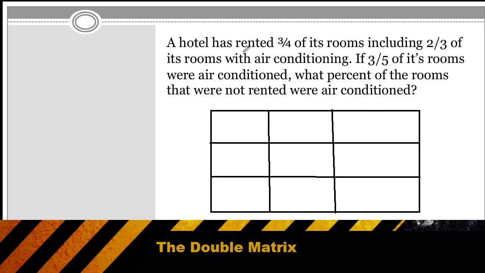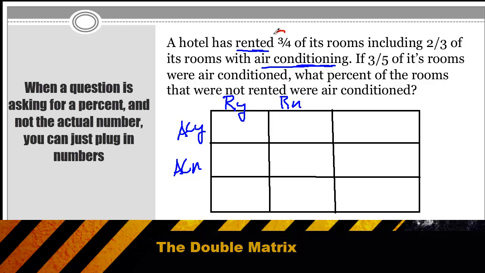In this case, we have a group of rooms that were either rented or not rented and either have air conditioning or not air conditioning. So that's how I'm going to label my grid. I have rented yes, rented no, and air conditioning yes, and air conditioning no. Now, if we look at the question, we've got some potentially ugly fractions to deal with. We're going to be dealing with 3/4 and 3/5 and 2/3, and that could get pretty messy.